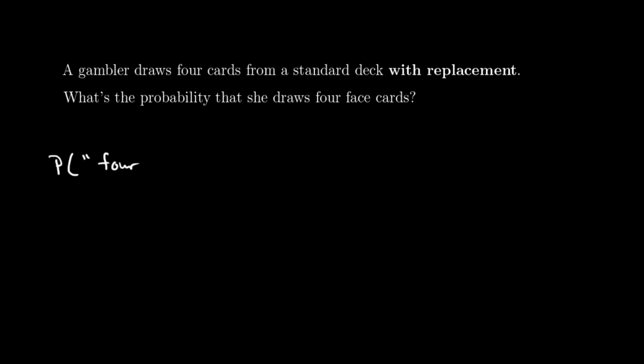A written description is as good as any, I think, especially when there's more than 2 events, maybe even when there's more than 1 event. So probability that you get 4 face cards. Now, of course, we don't have to rewrite the whole question in there, but just keeping our eye on what we're trying to calculate. So those are 4 different events that we have to determine the probability of. So we're going to multiply those 4 probabilities together.